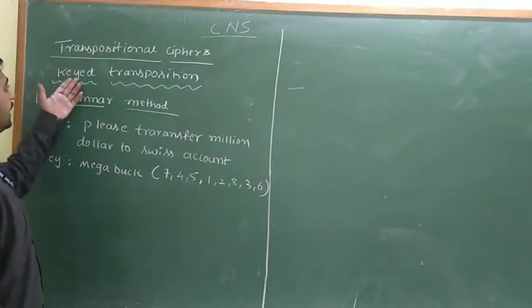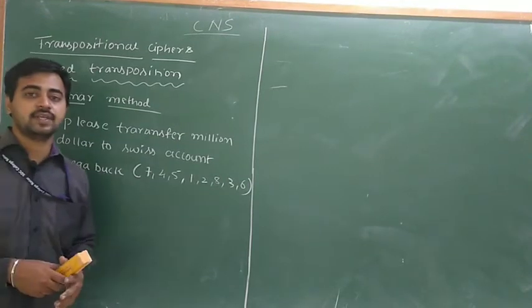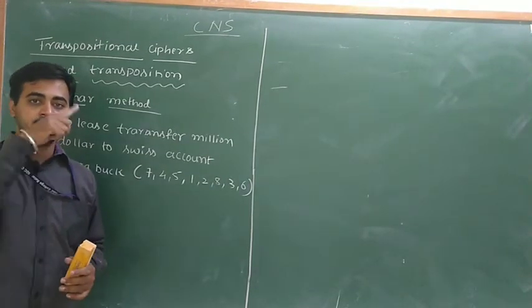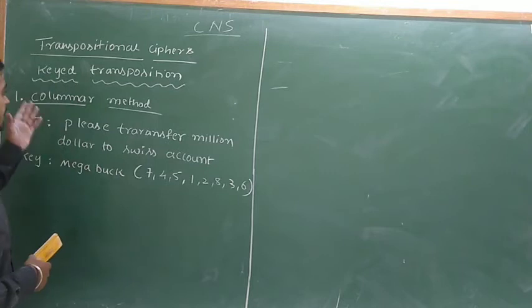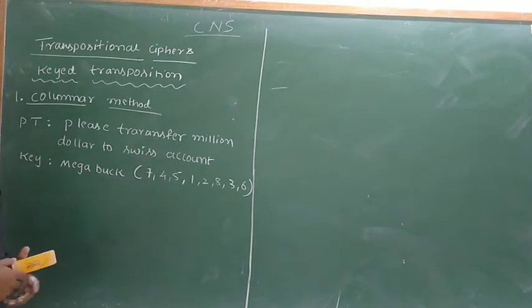Next we have key transposition. In keyless we have seen how to make a rail-based method. It is just like a zigzag. In key transposition we have one method known as the columnar method.